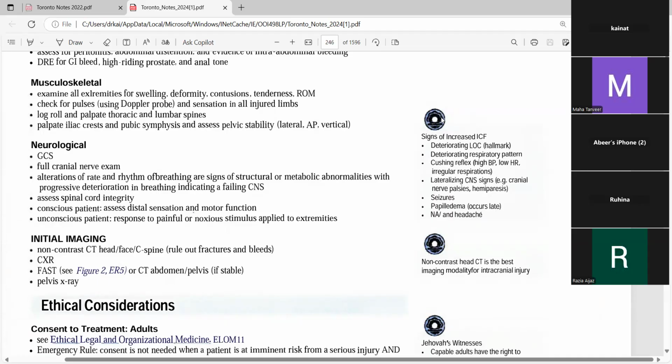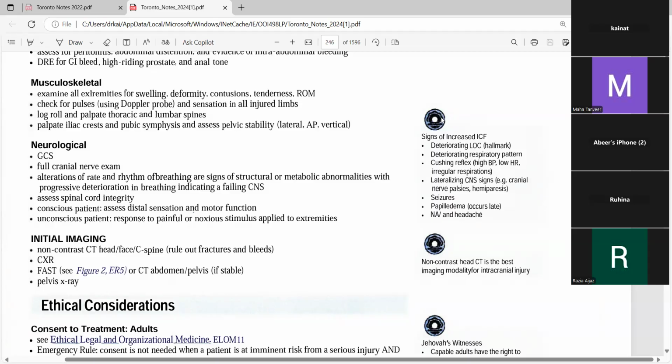Neurology: GCS, full cranial exam, alteration in the rate and rhythm of breathing, and signs of structural and metabolic abnormalities, with progressive deterioration in breathing indicating a failing CNS, like how the patient is deteriorating. Assess spinal cord integrity, conscious and unconscious person, checking distal sensation and motor function in the conscious person. But in the unconscious, we check with a painful, noxious stimulus applied to the extremities, to see how unconscious and how much sensation is there.